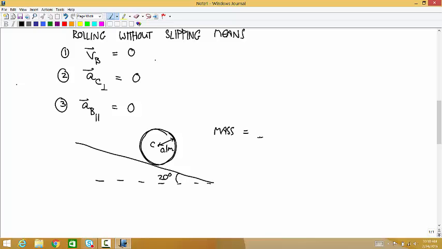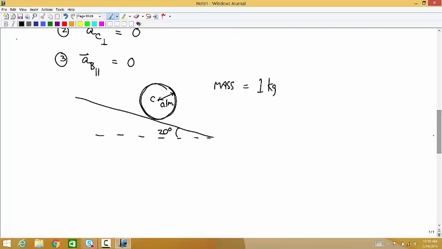is, let's make the mass 1 kilogram. And we want to calculate the acceleration of the center. And to simplify the calculations, there's no reason you have to do this, but a lot of the stuff we're going to see is parallel to this direction or this direction. So let's make the coordinate axes like that.